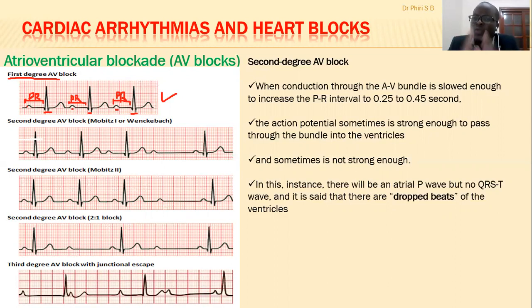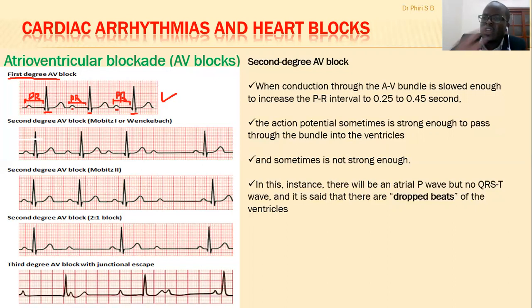But here, if you have prolongation of between 0.25 to 0.45 seconds, then the action potential sometimes is strong enough to pass through the bundle to the ventricles. And then sometimes it's not strong enough to pass. So it means that a P wave won't be followed by a QRS complex. So you have prolongation of the PR interval, but sometimes a P wave is not followed by a QRS complex. Then you have a second degree AV block, which is more severe than the first degree.